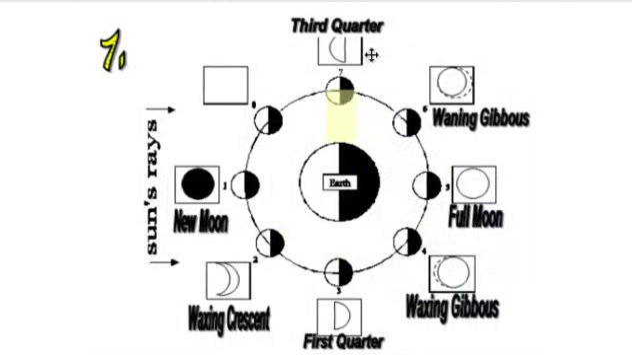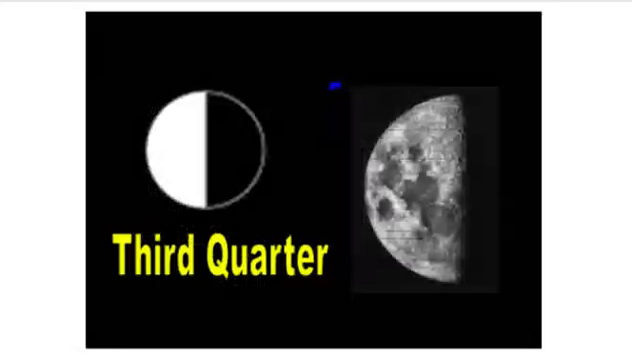So now that it's waning, we know that it's getting smaller. After the waning gibbous, now we have the third quarter. So we would shade the backside of the moon. We're looking from Earth and we see that it's half lit up, half not. The left side's lit up, so now we know that we're in the third quarter.